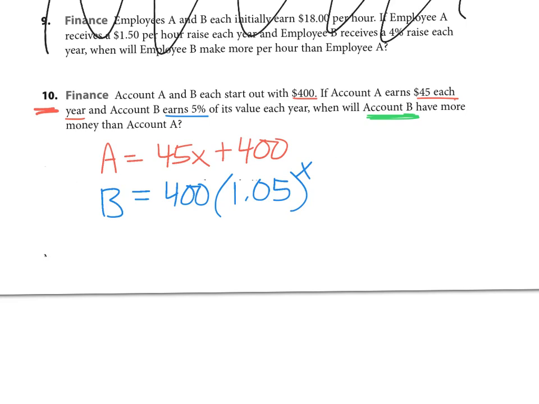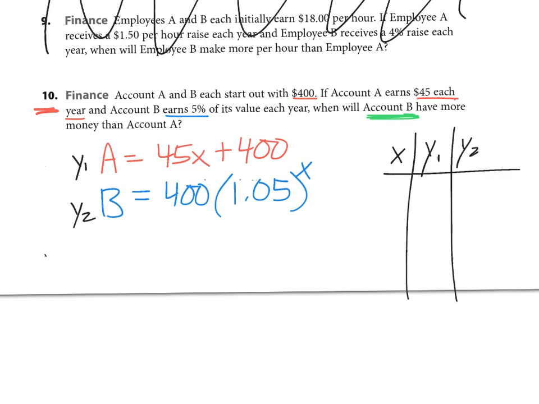Now, it says when will account B have more money than account A? So what we have to do now is go into our calculator and find where these two intersect. You can use the table as well and just scroll down in the table. So you've got Y1 and Y2, and you're looking for when account B has more, where Y2 is bigger than Y1. You can scroll down, or you can graph it. If you graph it, remember you've got to be able to see the intersection, so you may have to change your window and play around with it to find it.